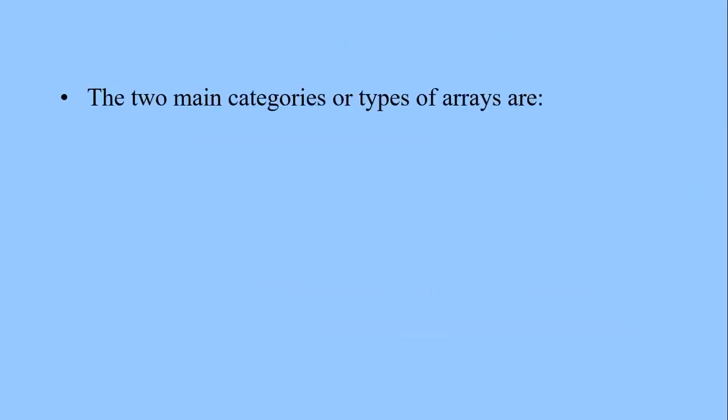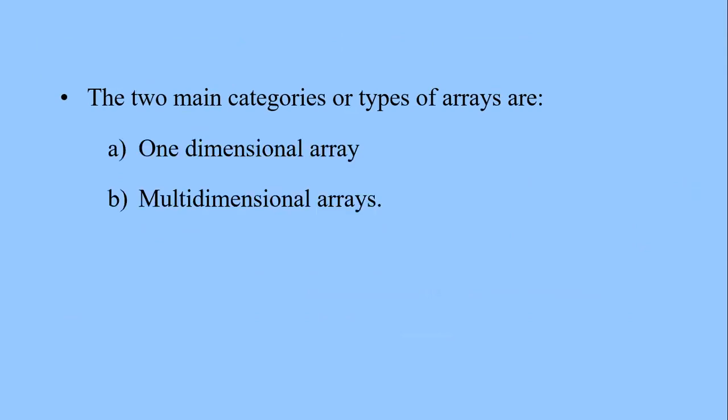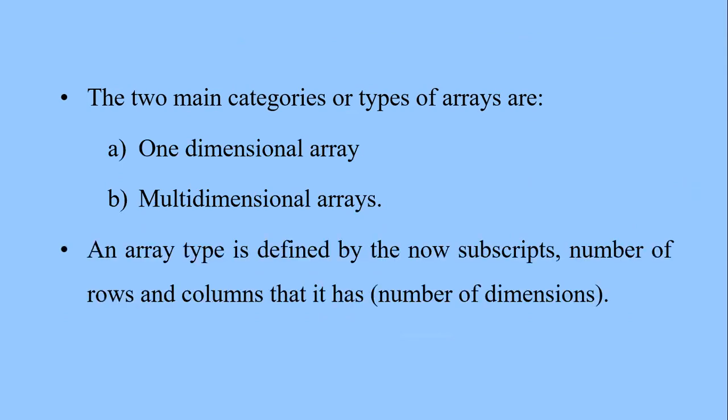The two main categories or types of arrays are therefore one-dimensional array and multidimensional arrays. An array type is defined by the number of subscripts. That is the number of rows and the number of columns that it has. In other words, the number of dimensions.